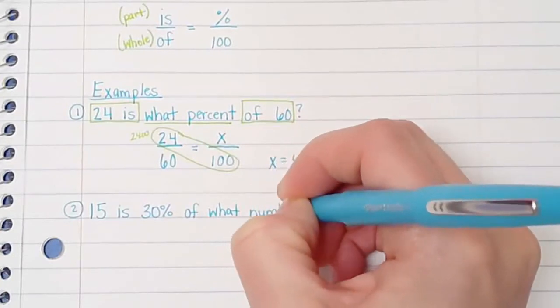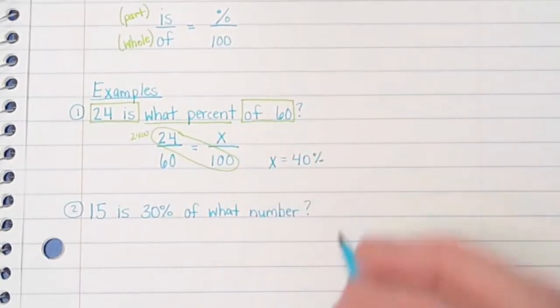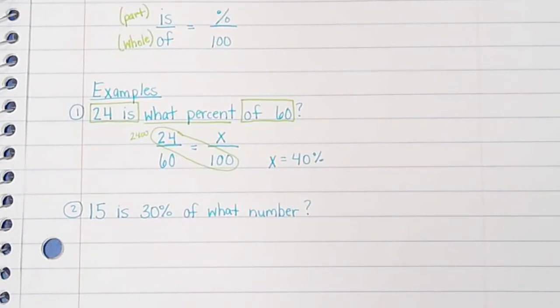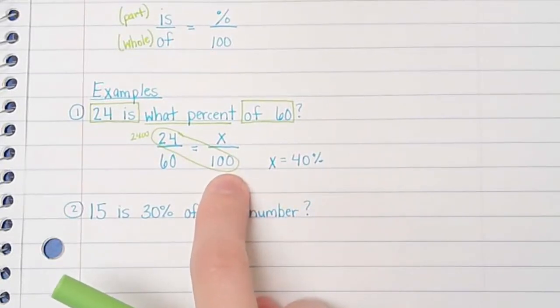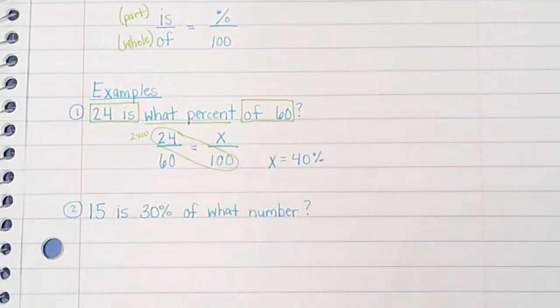Okay, now just like the other proportions we did, you never know where that X is going to go. You never know where that missing spot is going to be. The only thing you do know is that the 100 has to be on the bottom. That's the only thing that's not going to change. These other three spots, they could always have an X in them. Remember, they're going to give you three numbers. You're always going to be missing one. So let's look at what we have.